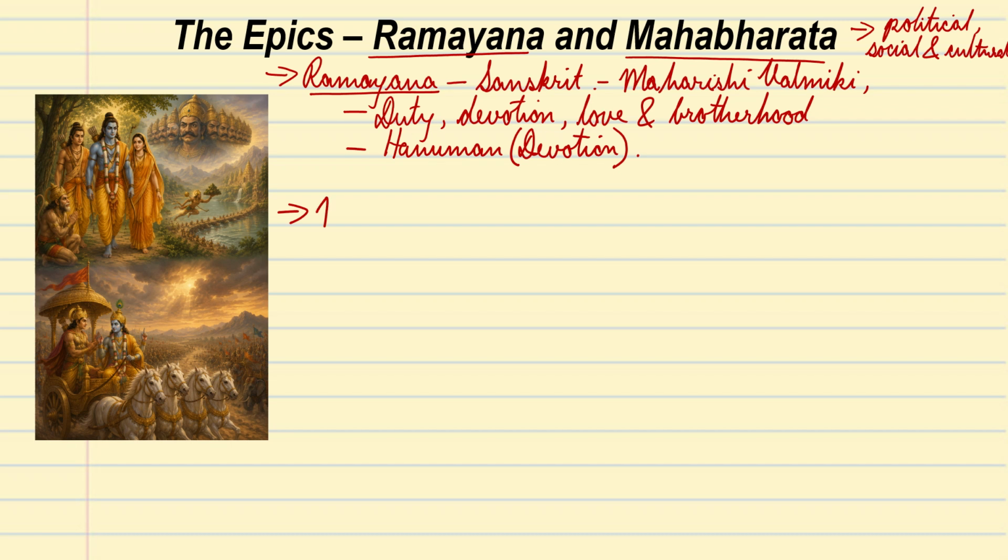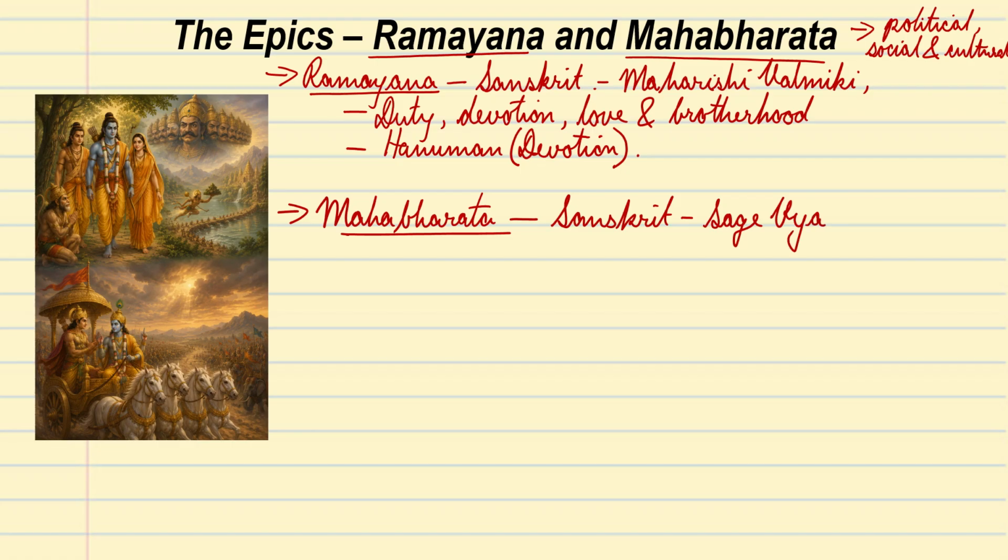Next epic is Mahabharata. Now, what kind of information do we get from Mahabharata? Firstly, it was also written in Sanskrit. By whom? By sage Vyas. So, sage Vyas wrote Mahabharata in Sanskrit.